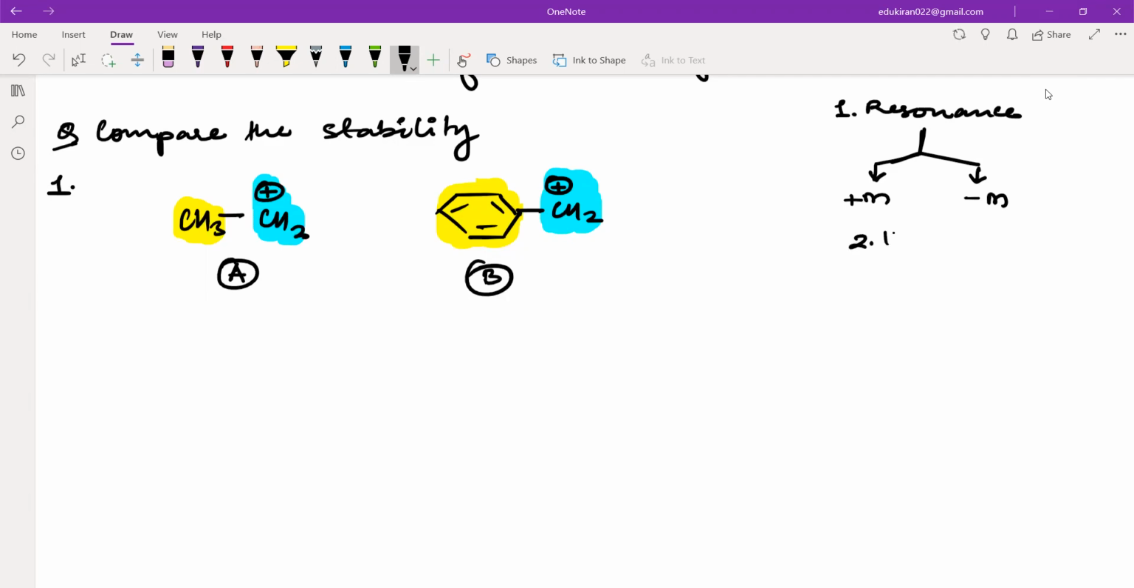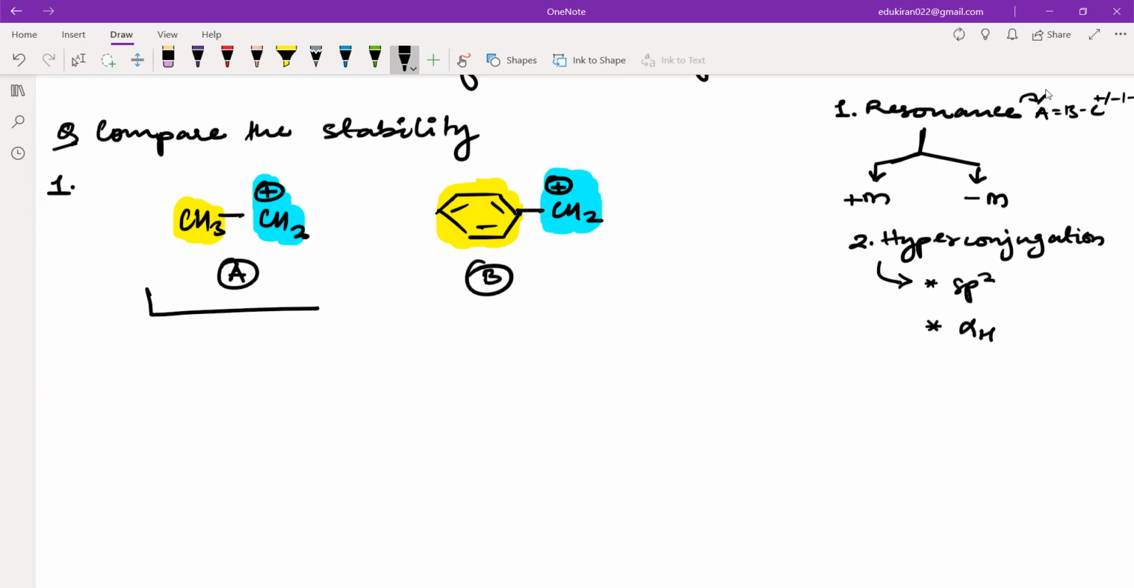The second thing that you will be looking for is hyperconjugation. Tell me, is there any hyperconjugation in structure A? What are the conditions for hyperconjugation? Resonance also has some conditions: A double bond, B single bond, C has a positive charge, negative charge, lone pair, or a double bond. In hyperconjugation there are only two conditions. Number one, an sp2 hybridized carbon atom, and the second, there should be at least one alpha hydrogen. So tell me, are these two conditions met? Yes or no? In this structure, is there any sp2 hybridized carbon atom? First of all, look at that.